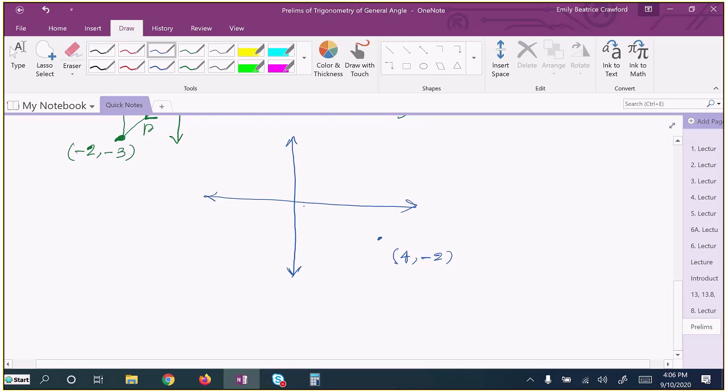So as usual, we're going to draw the angle in the standard position. So initial side is coincident with the positive direction of the x-axis. Terminal side is the radius joining the point with the center. We're going to complete the triangle by dropping the perpendicular line on the x-axis.